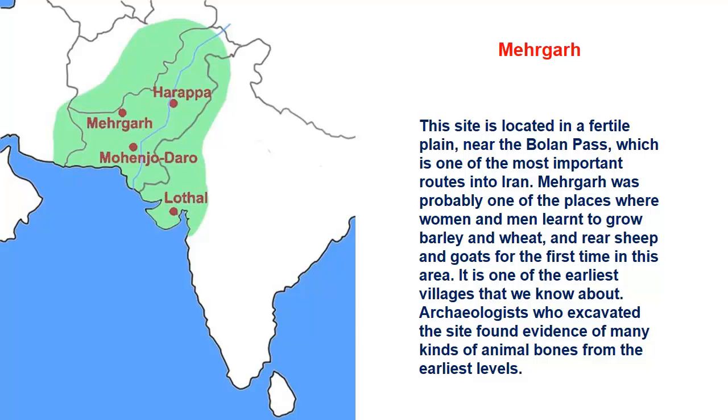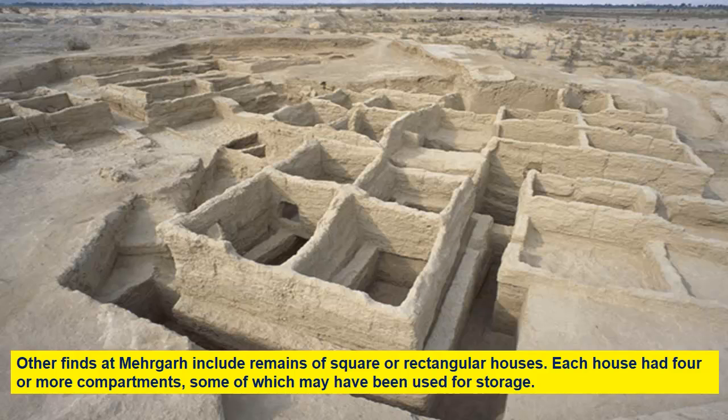Even this kind of houses were found there. Okay, include remains of square or rectangular houses. Each house had 4 or more compartments. Even some of them were used for storage. Maybe grains को store करने को use किया है वगैरह वगैरह. So megalith से लेके rock shelter से लेके कहाँ तक पहुँच गए देखो.